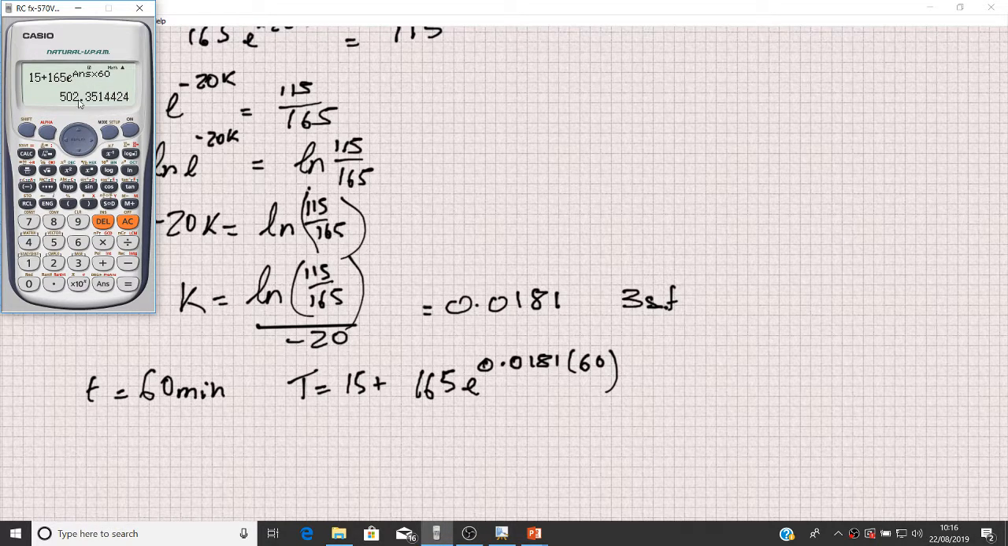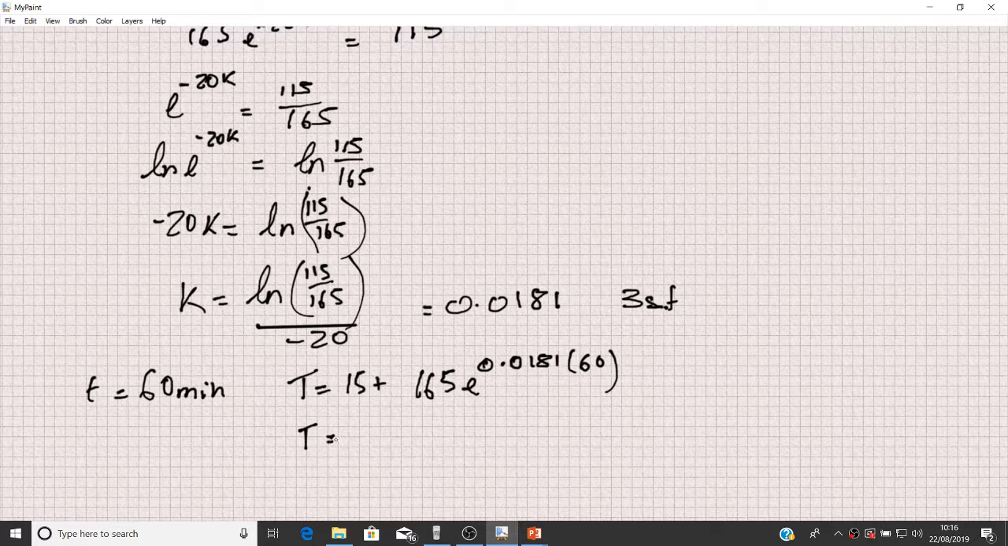I see my error. We have 502. We'd never have an oven temperature of that. So notice I forgot to put the minus in there. So let's go back and edit the expression. We need minus kt. So with minus kt, we're going to end up with a temperature of just 15 degrees. So after an hour, the oven temperature will be expected to be 15 degrees C.